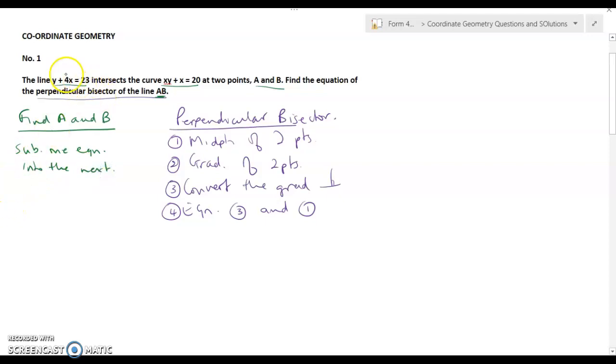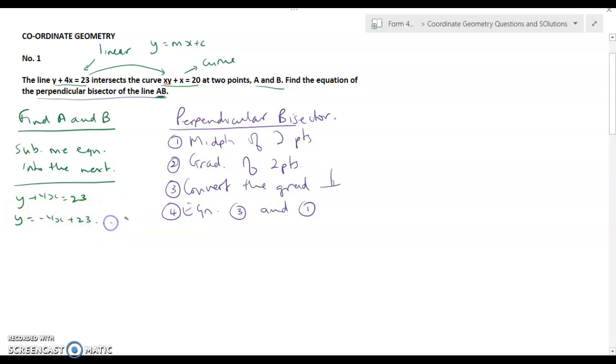right? So this particular equation here is my linear equation. So this is simple. This looks something like y is equal to mx plus c, whereas this one is a curve. So what I should do, I should substitute this into this. So this is what I'll do. I'm given y plus 4x is equal to 23, which really could be written as y is equal to minus 4x plus 23. So I'll call this equation 1. And I'll call xy plus x is equal to 20 equation 2. So what I'll do, I'll substitute 1 into 2.